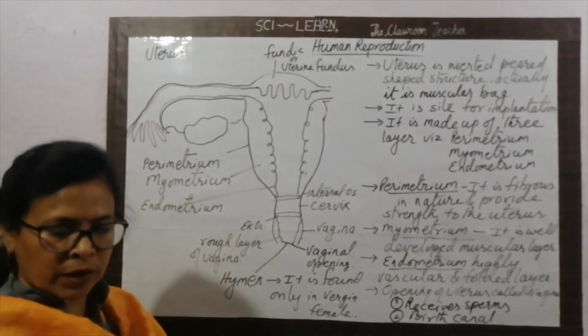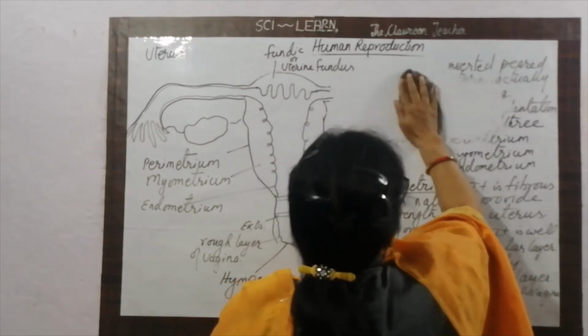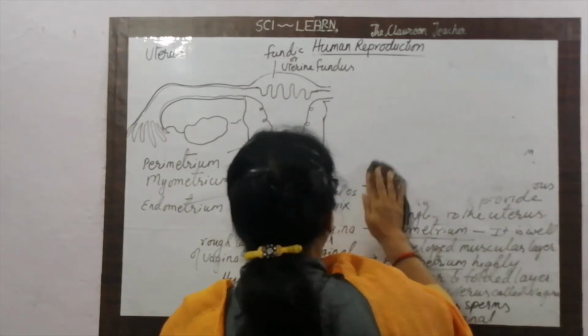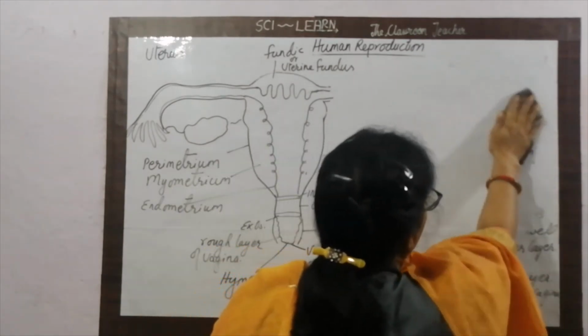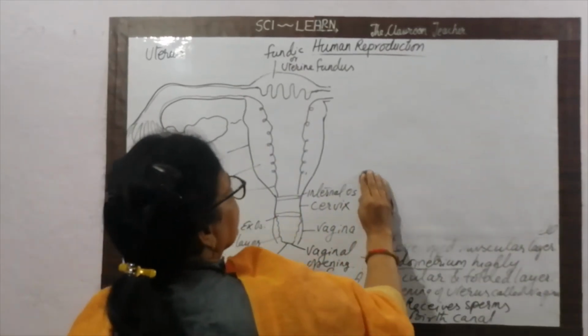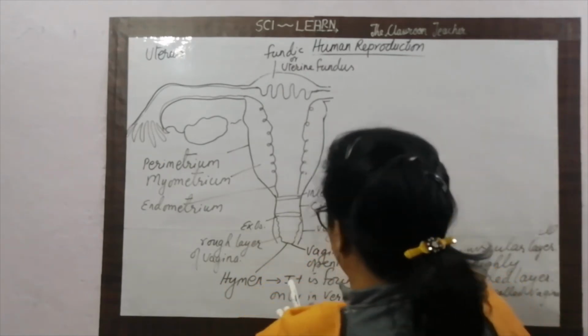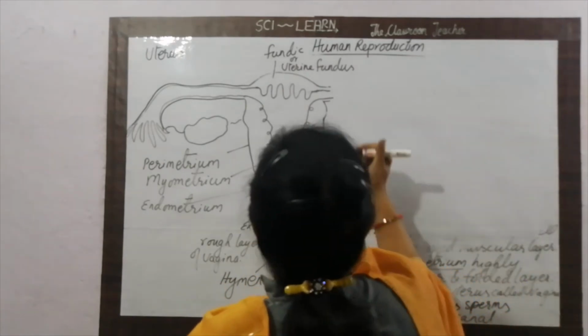So this is about the female reproductive organ, the complete structure of the female reproductive organ. I am going to draw the complete structure of the female reproductive organ. The same structure we have to draw here.